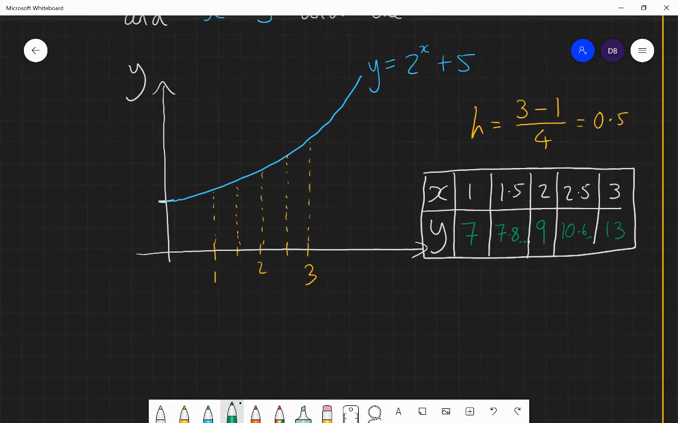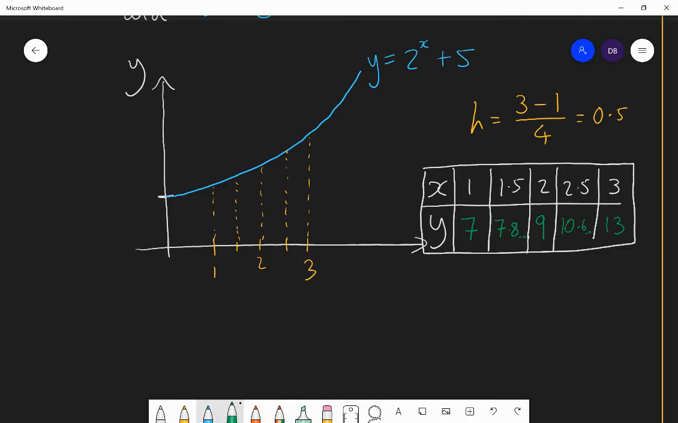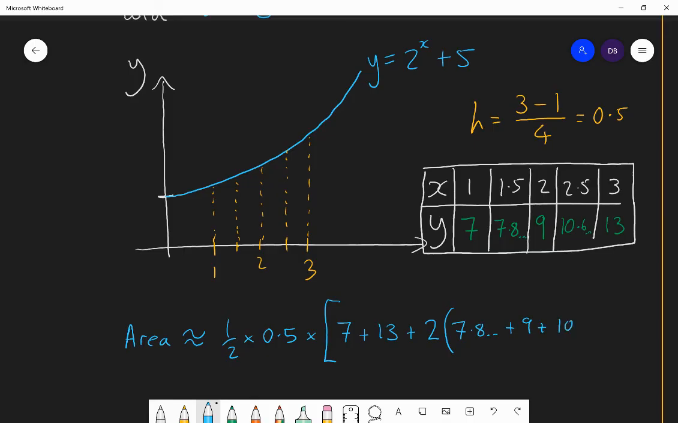And then once we have our values, we can just simply substitute them into the formula. So the area is approximately equal to half times h, which is 0.5, times the end y values first. So one of those, 7 and 13, and then 2 lots of each individual y value between the end y values. So that's 7.8 plus 9 plus 10.6.